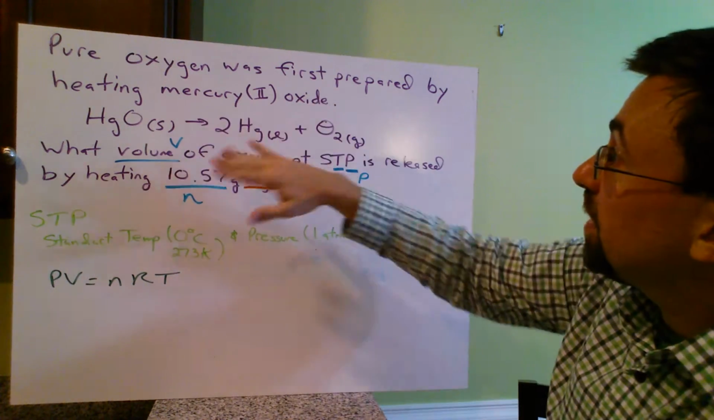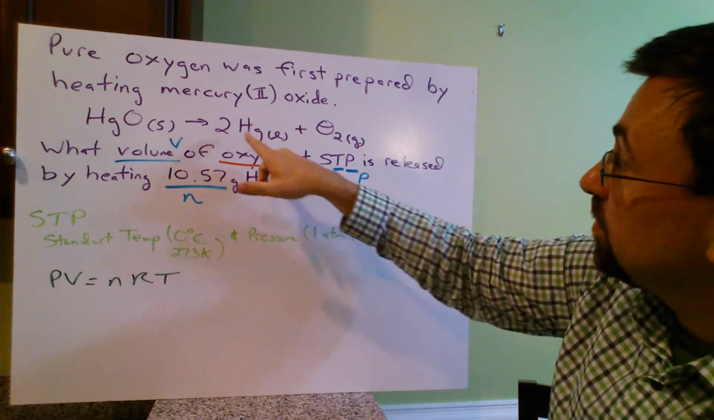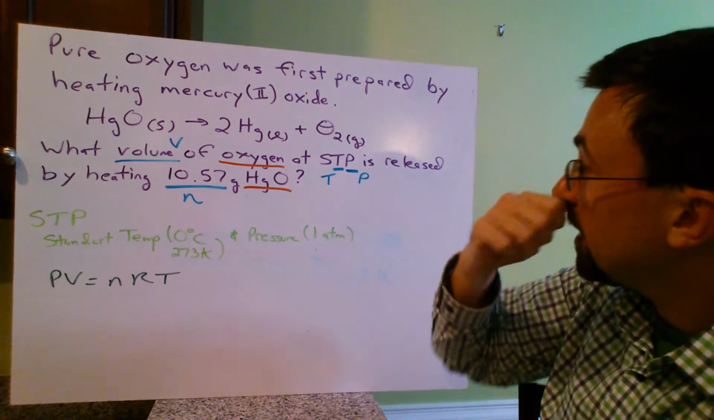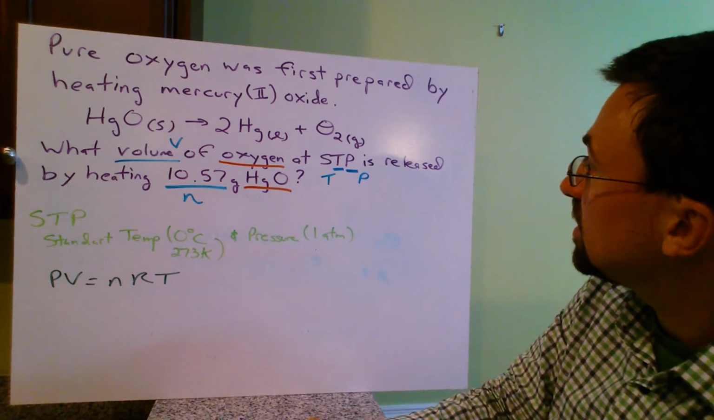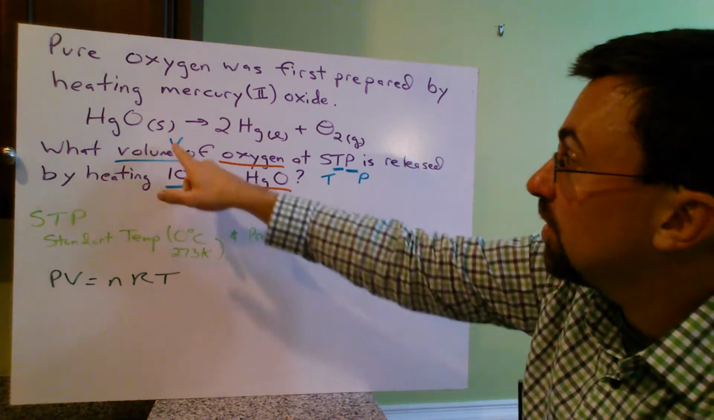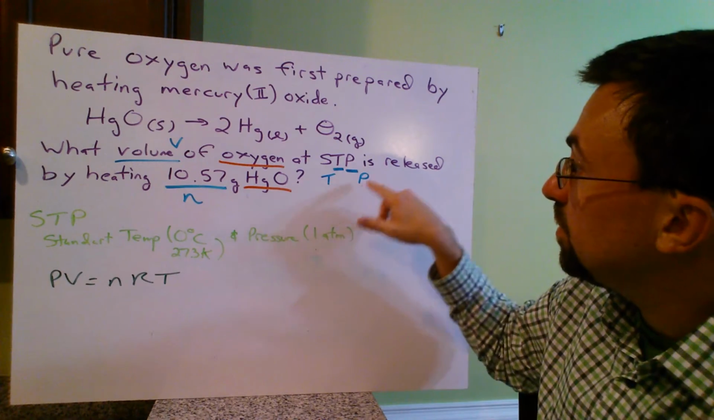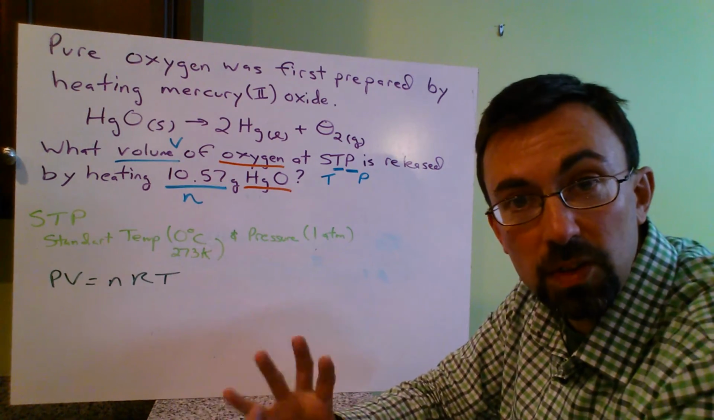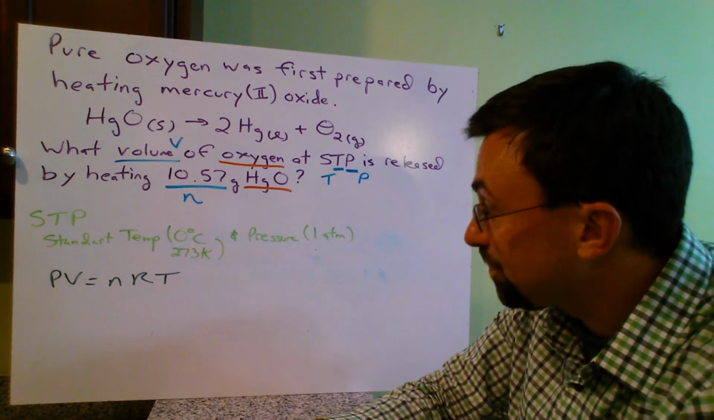Pure oxygen was first prepared by heating mercury oxide, pouring out quicksilver, bubbling out oxygen. What volume of oxygen, at STP, is released by heating 10.57 grams of mercury oxide? So same idea: volume V, T and T, P and P, N and amount. So we got PV equals nRT, it's one shot, plug and chug.